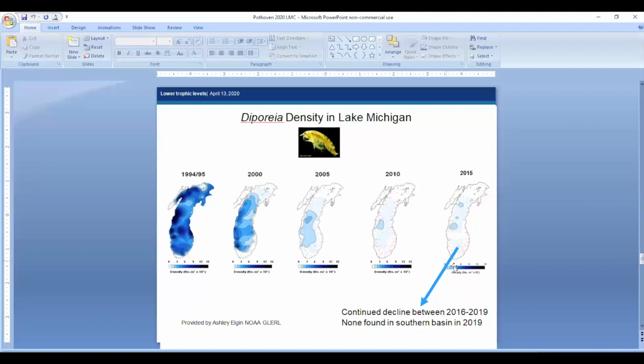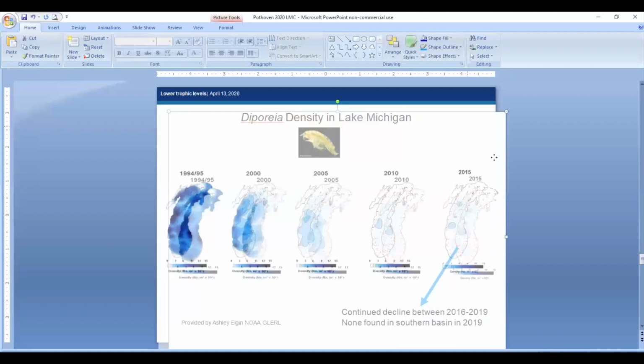Also, if you look at this southern basin site, these 40-some sites get sampled every year. There's just one site right here in the deepest part of that southern basin where Diporeia have been collected in recent years. And in the samples since 2015, their numbers declined every year until 2019. No Diporeia were found at that site. So there were no Diporeia found in that yearly southern basin survey this past year.